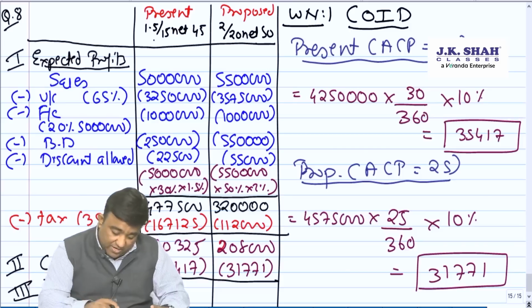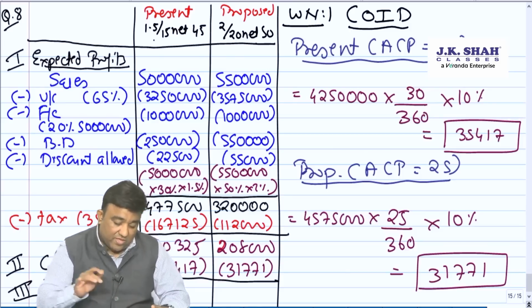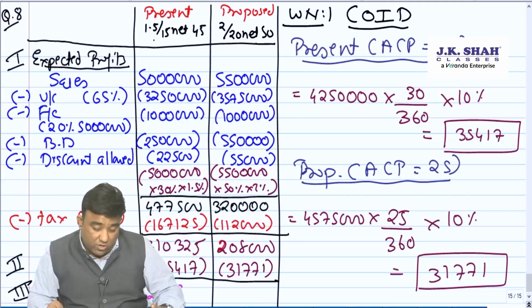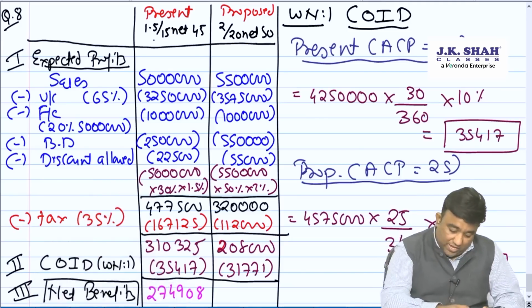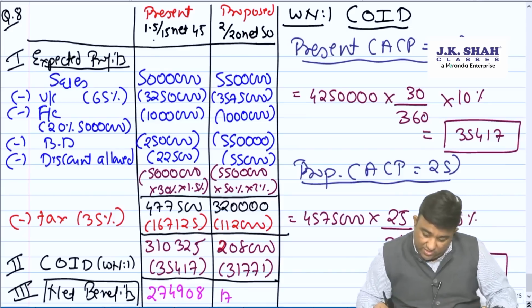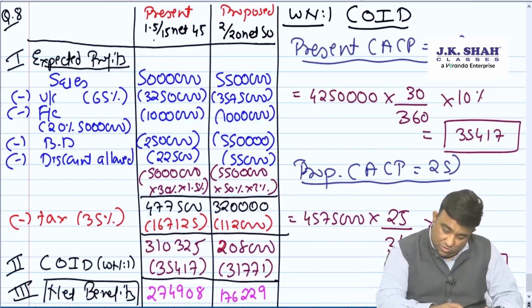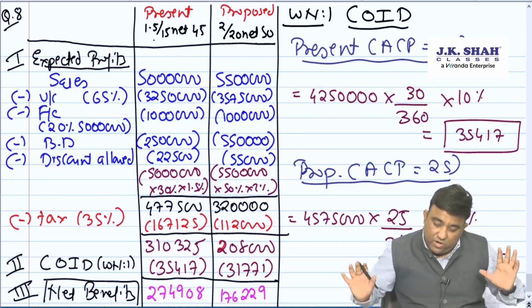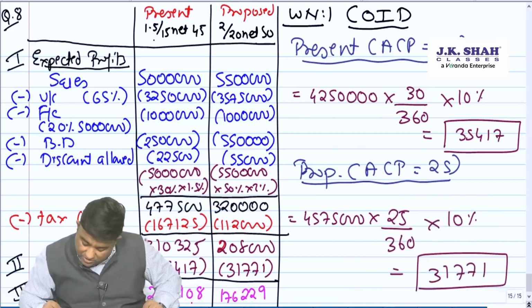Can we compute the final answer? 310,325 minus 35417 gives you 274,908. Is it? Yes. And this is 2,08,000 minus 31771. It is 176,229. Let me check once. 310,325 minus 35417. It is 274,908. Student, which is a better option?